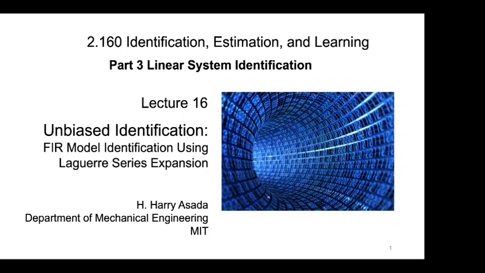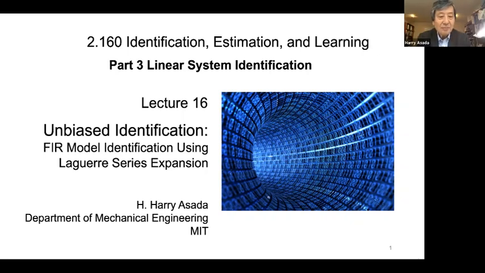This is 2160 lecture 16, unbiased system identification. In particular, we discuss FIR model identification using the Laguerre series expansion. If you have no idea about Laguerre, he was a French mathematician. The end result is really amazing, but to reach there, you have to go through several challenges. And then if you get it, surely you have a big smile.